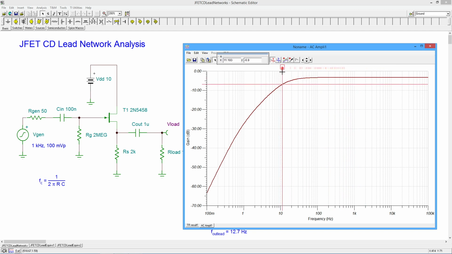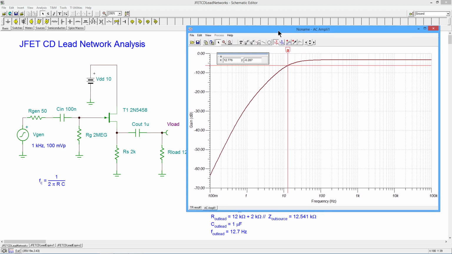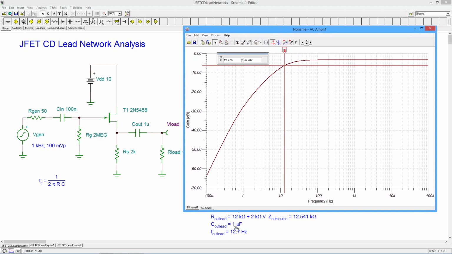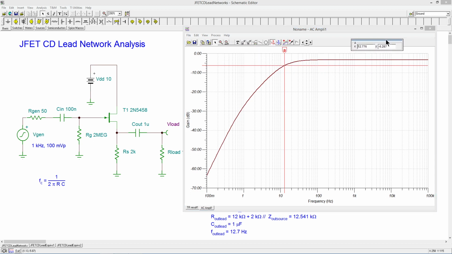All right, that's going to be our half power point, basically. Our lower break frequency, the F1. So right around there, we're looking at 12.776. Okay, call it 12.8 hertz. And I'll just sneak this up here. We calculated 12.7. You can't really complain too much about that. That's right on the money.